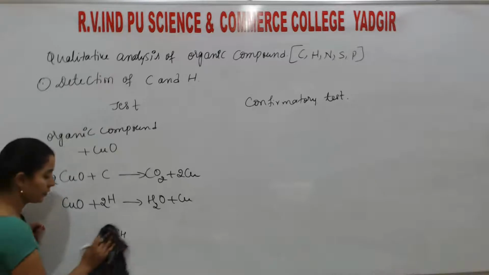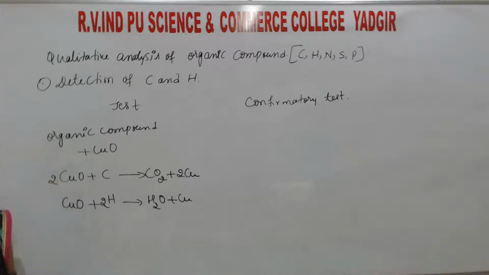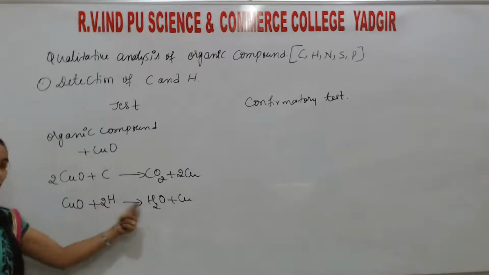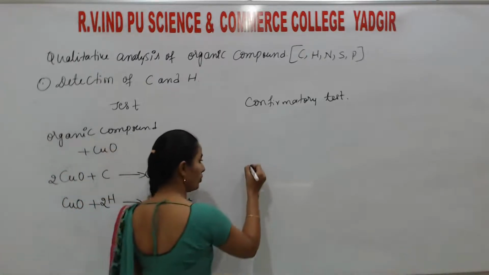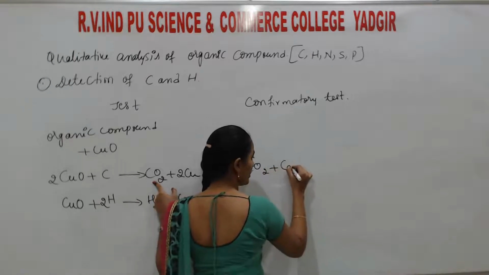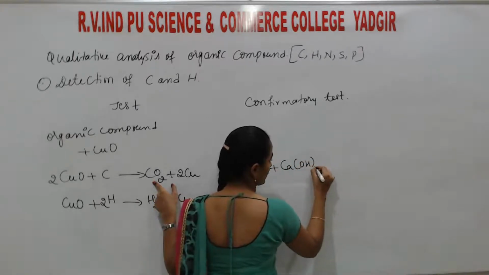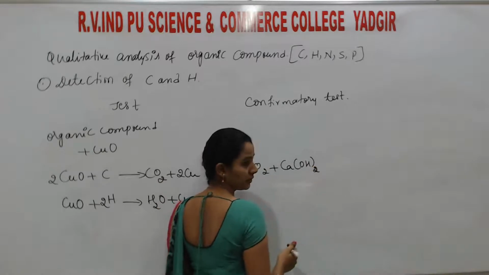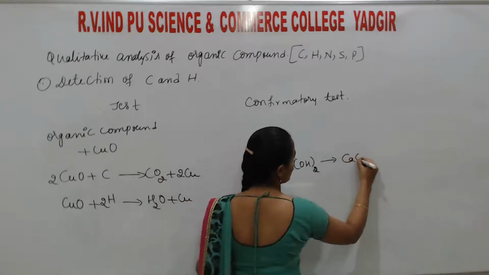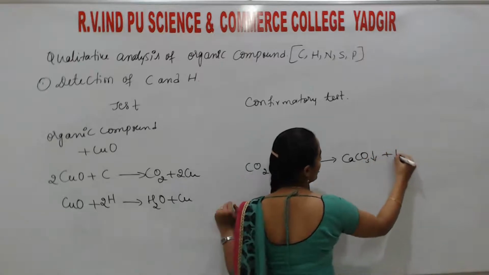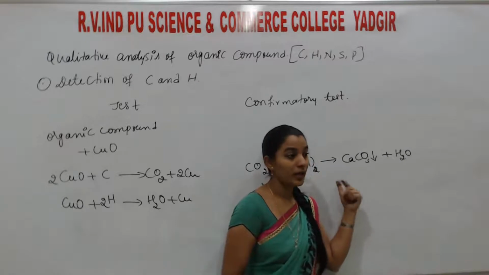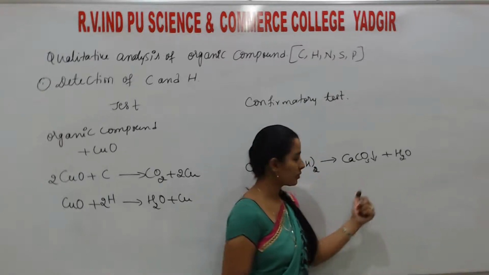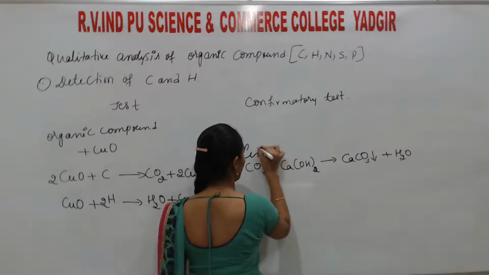How can we confirm? The carbon is converted into carbon dioxide only, and the hydrogen is converted into water molecule. That is the confirmatory test. So this CO2, if it is treated with calcium hydroxide, forms CaCO3, the white precipitate, plus H2O. This is turbidity, white color. Lime water turns milky, what I said, okay? So this is called the lime water test.